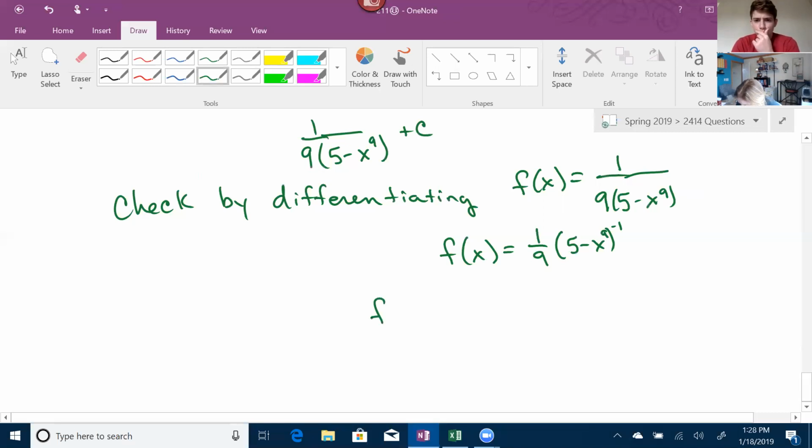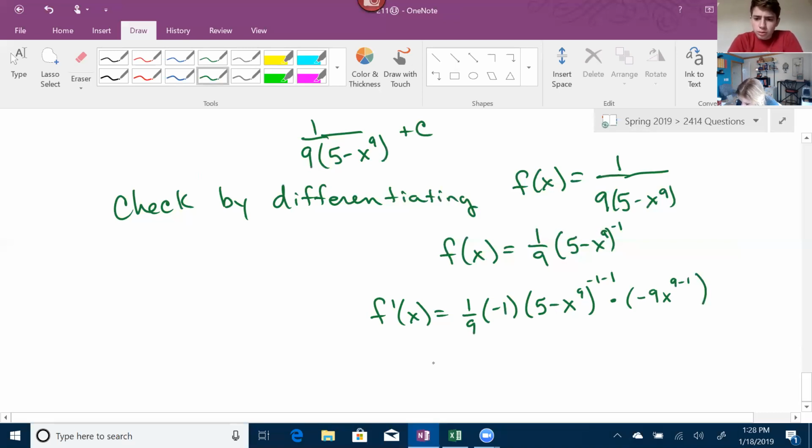So the derivative is going to be 1/9 tags along. Then I have the negative 1. I rewrite the inside, so that's 5 minus x to the 9th to the negative 1 minus 1, because I'm differentiating, times the derivative of the inner function. The derivative of 5 minus x to the 9th is the 9 coming in front. The derivative of 5 is 0, and then you have the minus, so negative 9x to the 9 minus 1. Then this cleans up. Notice your 9s are going to cancel, your negatives are going to cancel, and you're going to have x to the 8.